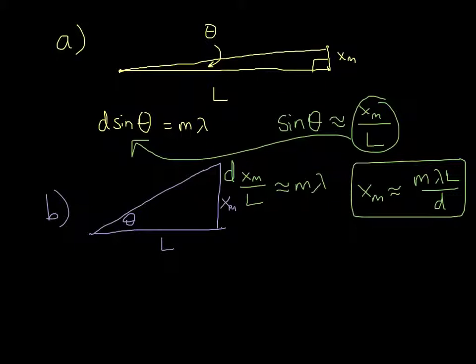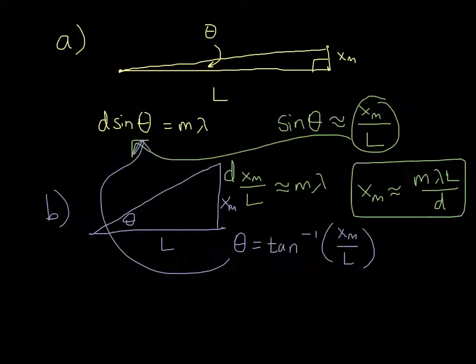So now, since this side of the triangle is not approximately equal to this side, we have to find the theta by using the inverse tangent, since we know the opposite side and the adjacent side. So we can say that theta equals the inverse tangent of the opposite side xm over the adjacent side L, and that will give you the angle theta, which you could then take and plug into this equation. So that's all you have to do to find theta.